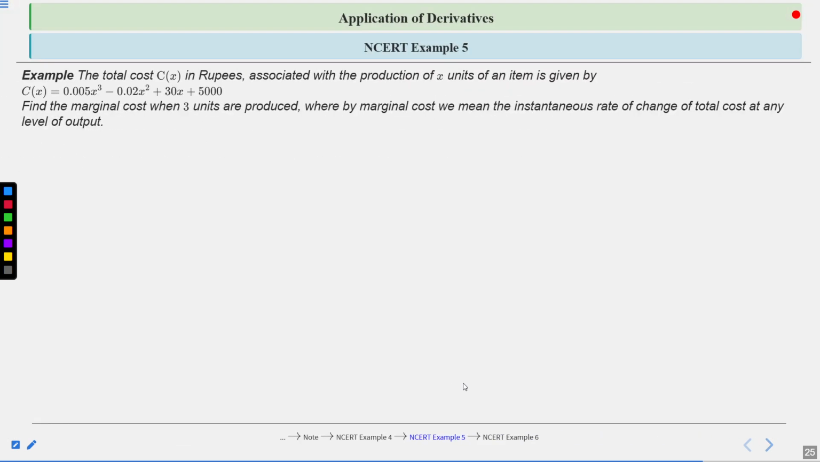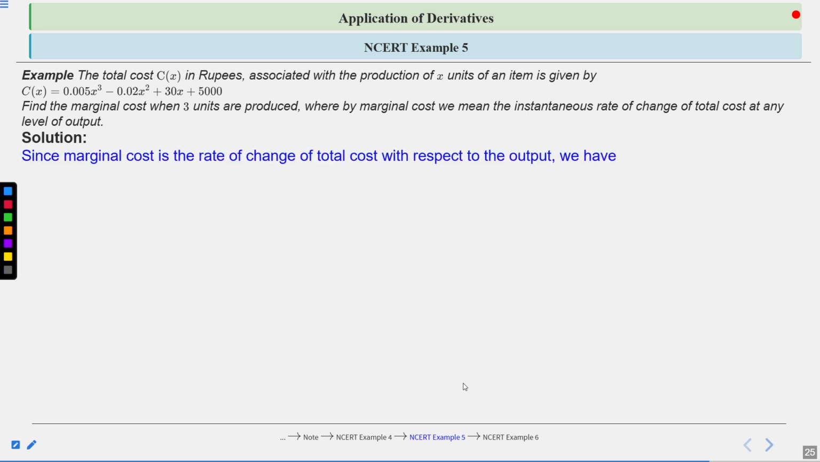The question is: the total cost C(x) in rupees associated with the production of x units of an item is given by C(x) = 0.005x³ - 0.02x² + 30x + 5000. We have to find the marginal cost when 3 units are produced, where by marginal cost we mean the instantaneous rate of change of total cost at any level of output. So let us see the solution. Since marginal cost is the rate of change of total cost with respect to the output, we have marginal cost MC equal to the differentiation of total cost, so marginal cost will be equal to dC/dx.